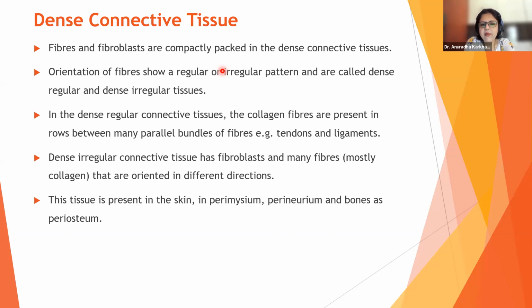Where will perimysium be, beta? Can anyone tell me what is perimysium? Perineurium, from the name you can tell, around the neurons. Periosteum, bones. What is perimysium? M-Y-S-I-U-M. Perimysium. Come on. We have done this. What is perimysium? Peri means around. Very good, Bhumi.